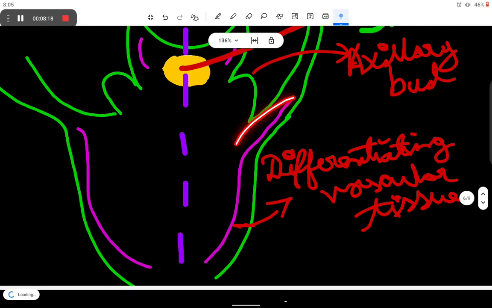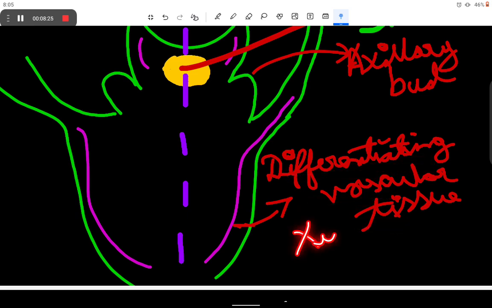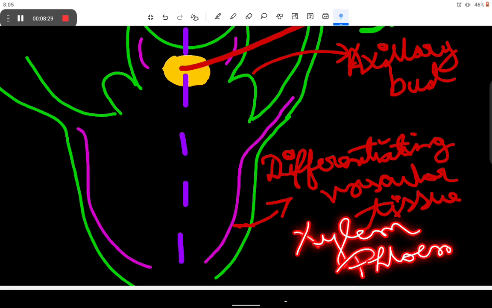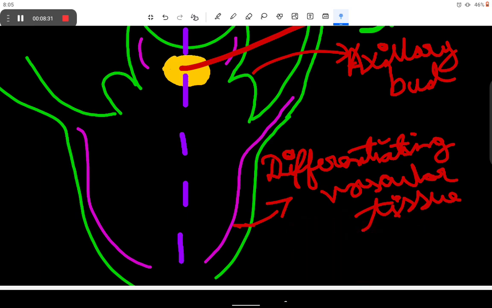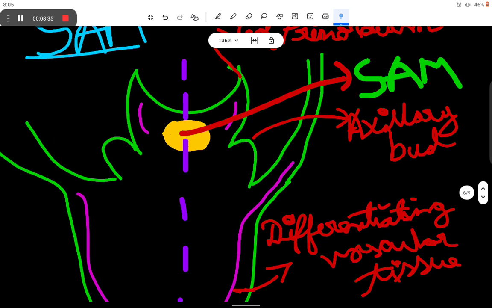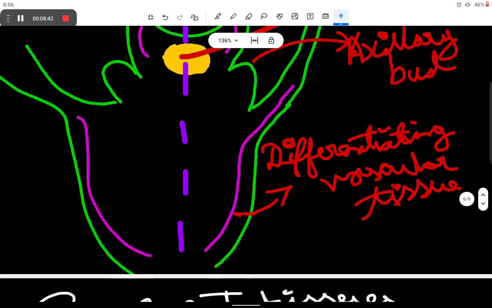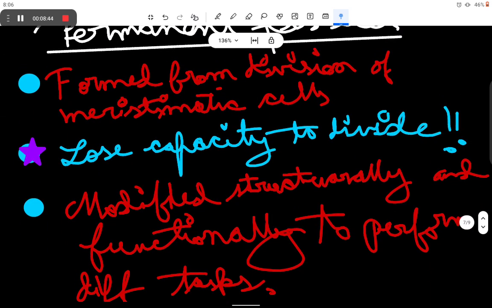Okay. And the pink ones are differentiating vascular tissue. And what is vascular tissue? Vascular tissues are xylem and phloem. Okay? Understood? They are called vascular tissues or vascular bundles. And this yellow one is the shoot apical meristem. It is found, as I told, in the most distal region. Hence it is. Now, let's talk about the permanent tissues.